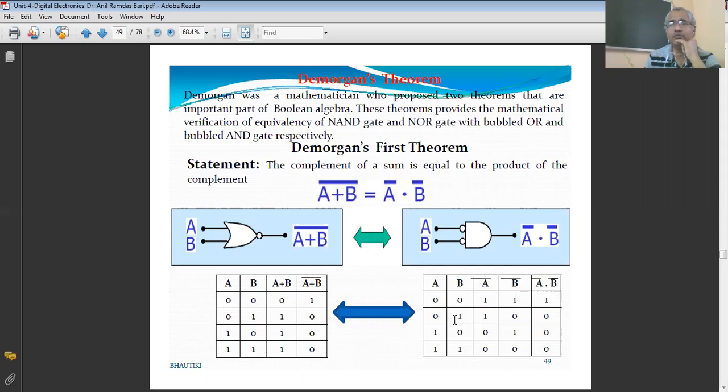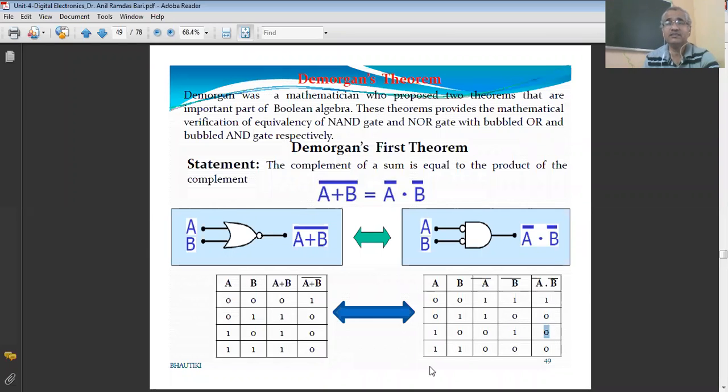Now consider second case. A is equal to 0, B is equal to 1. So A complement is 1 and B complement is 0. Therefore A complement dot B complement will be 0. Now take the third condition. Now A is equal to 1, B is equal to 0. Therefore A complement is 0, B complement is 1, and 0 into 1 is 0. So this is 0.